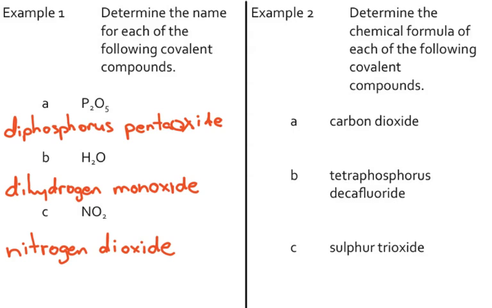Going backwards now from the name into the formula, we have carbon dioxide. Since we have no mono, that tells us we have a single carbon. Dioxide tells us that we have two oxygens, so CO2. Tetraphosphorus decafluoride, the tetra tells us we have 4 phosphoruses, so P4. Decafluoride, deca is for 10, so F10.